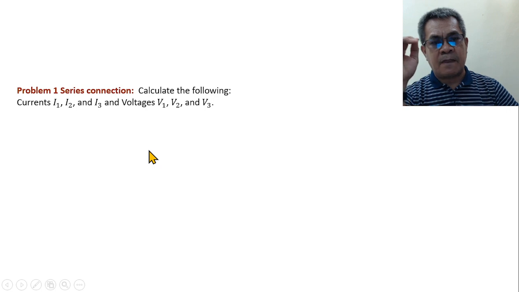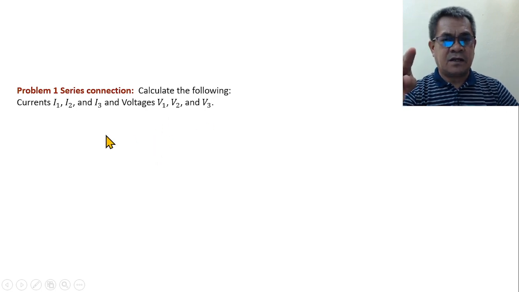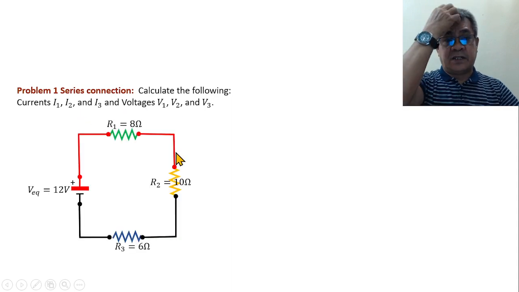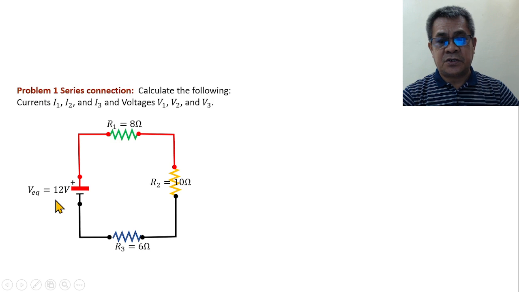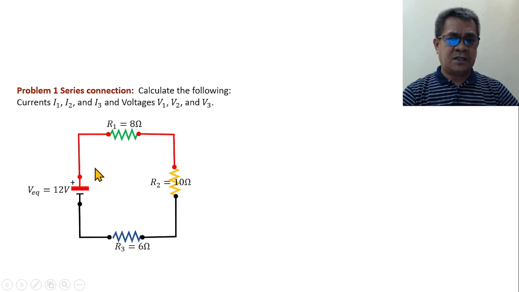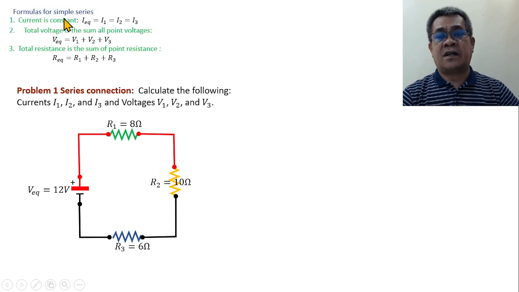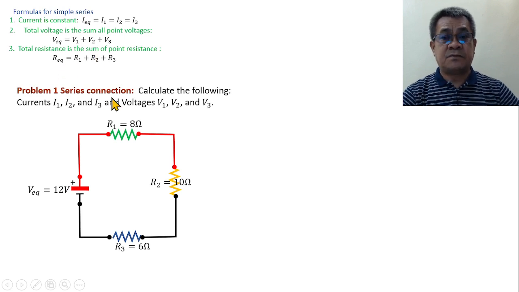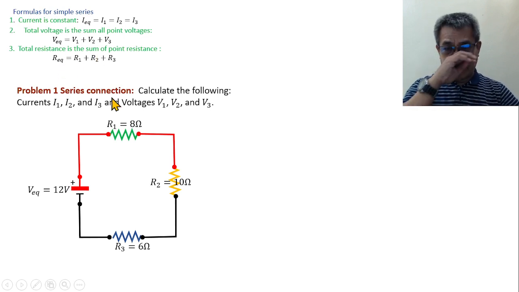Problem 1, series. The question is, calculate the following: the currents I1, I2, and I3, and the voltages V1, V2, and V3. And this is the circuit. The source equivalent voltage is 12 volts, R1 is 8 ohms, resistor 2 is 10 ohms, resistor 3 is 6 ohms. These are connected in series, which means that, do not forget the formula, the current is constant because series, voltage accumulates, and also the resistance accumulates, meaning R1 plus R2 plus R3.